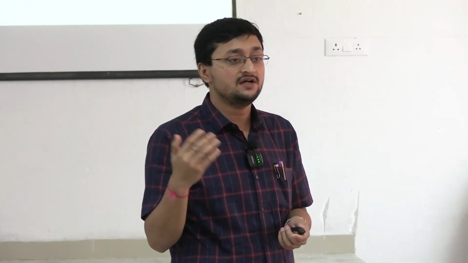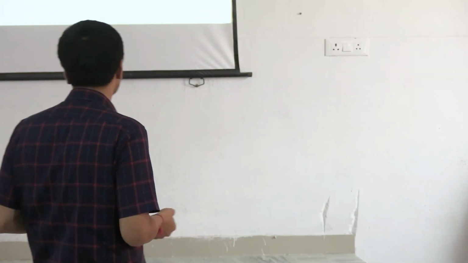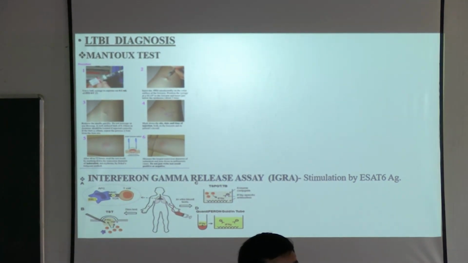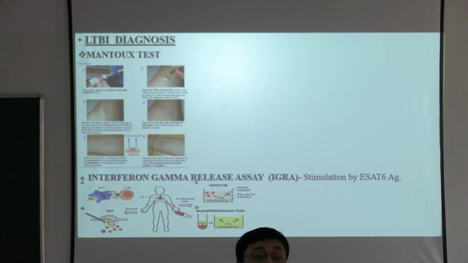Have you heard anything about the Mantoux test? What is that? Skin test. What is done in it? What is PPD? Purified protein derivative extracted from the tubercle bacilli, right? It has to be inserted intradermally, 0.1 ml, and you have to see the induration. This is a type of hypersensitivity, type 4 hypersensitivity. You have to see the induration after 72 hours, okay? So you have to measure the induration size.